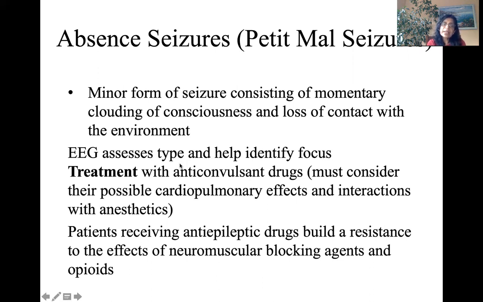EEG assesses type and help identify the focus. So EEG is needed, that is recording of brain waves. That's how you detect what type of seizure it is and how to treat. Treatment with anticonvulsant drugs, okay?